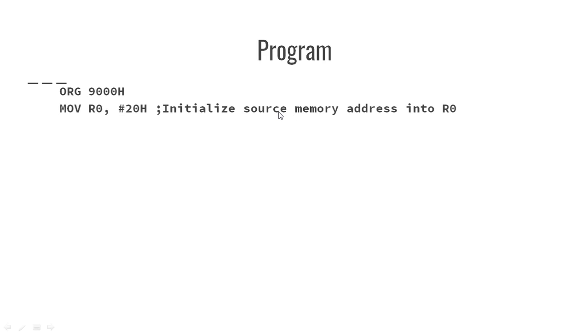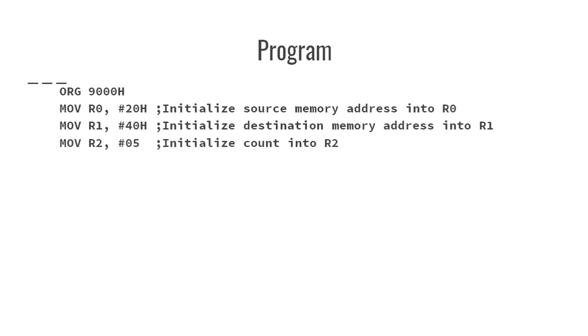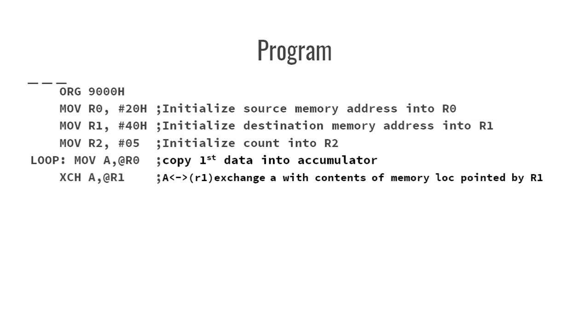Initialize the memory address to R0. Then initialize the destination address to R1. Then initialize the count to R2. We are giving the count value, destination address and source address to some registers. Then we start the logic. Copy the first data into accumulator. After that we need to exchange it with the destination, so for exchange we use the instruction XCH A, @R1.